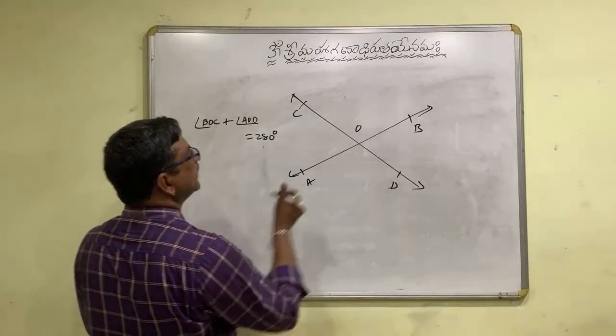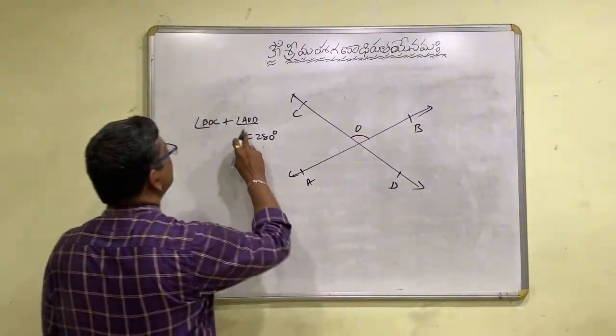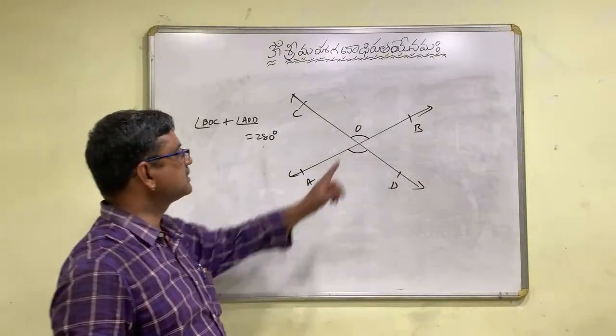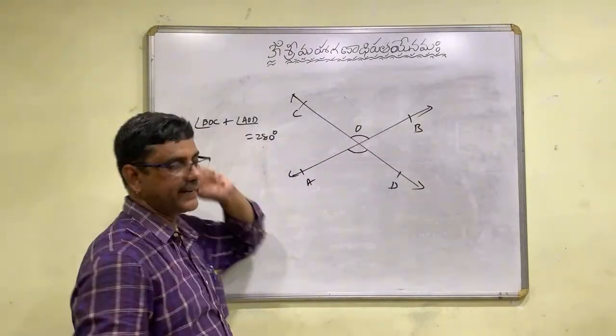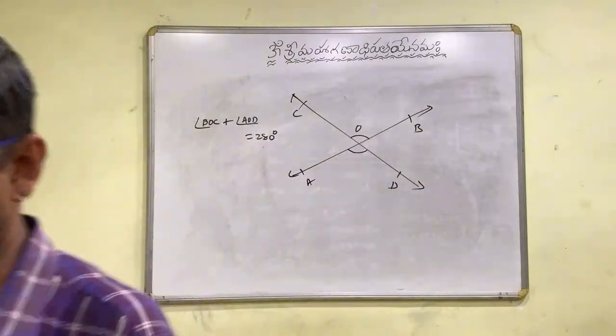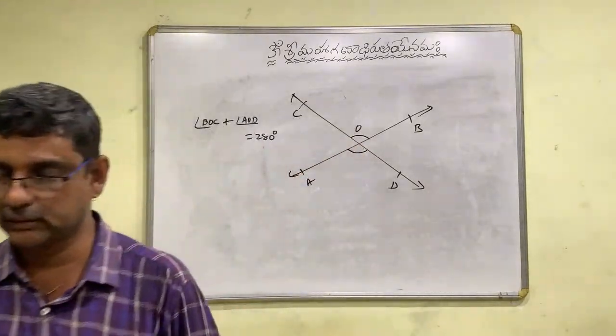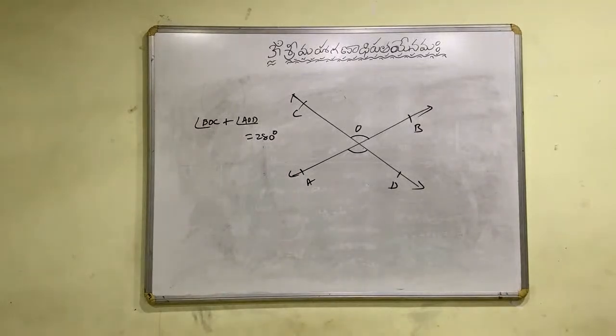Angle BOC, that means this angle. AOD, that means this angle. Given the sum of these two angles is 280, we need to find out all the remaining angles, means all the four angles. Any idea?